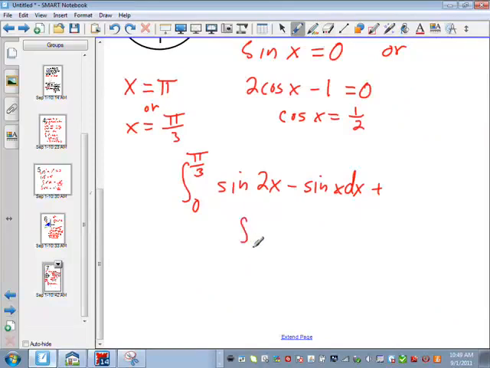Plus the integral from pi over 3 to pi of the sine of x minus the sine of 2x. Keeping me in check. Thank you as always.